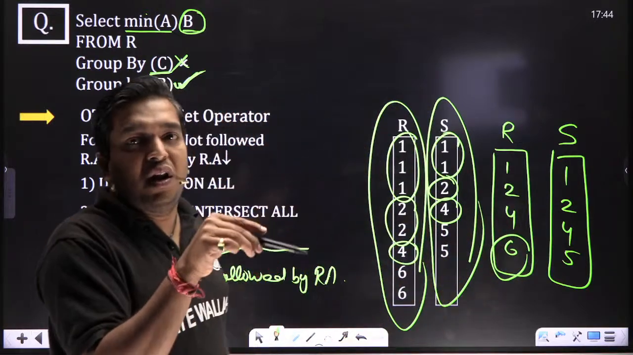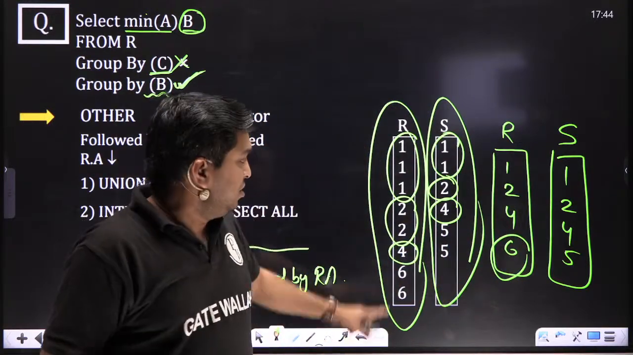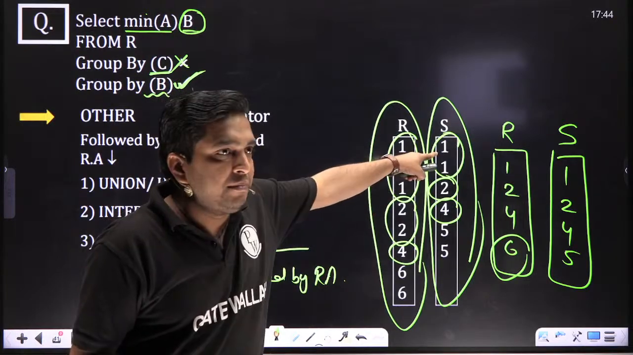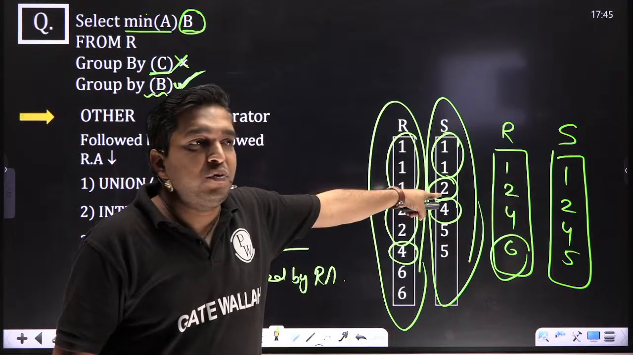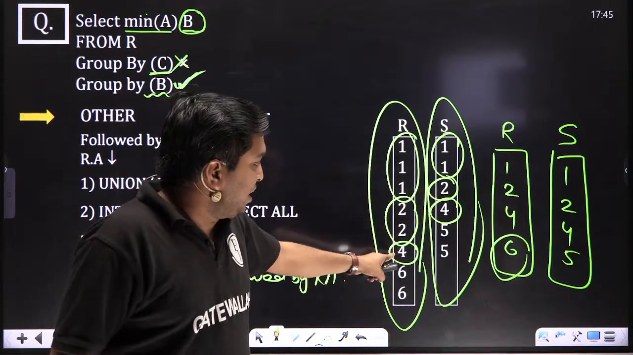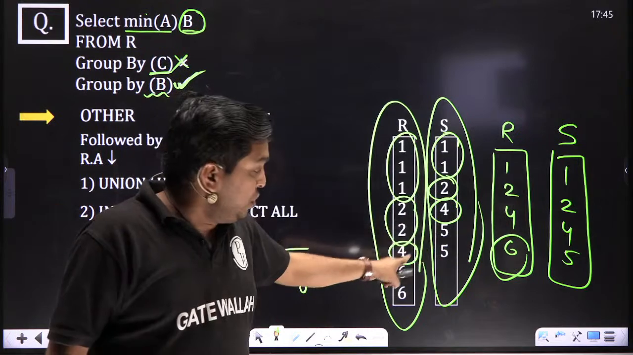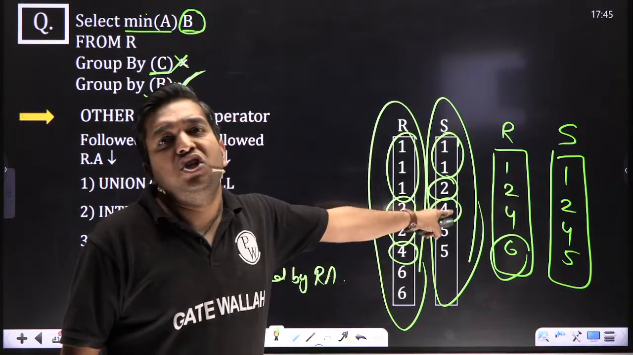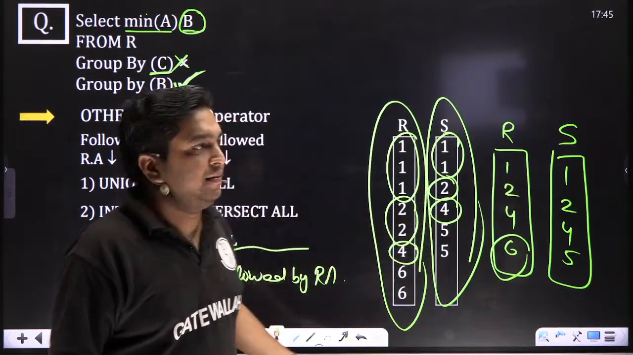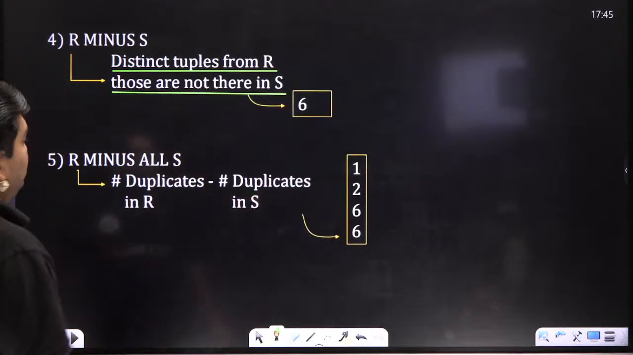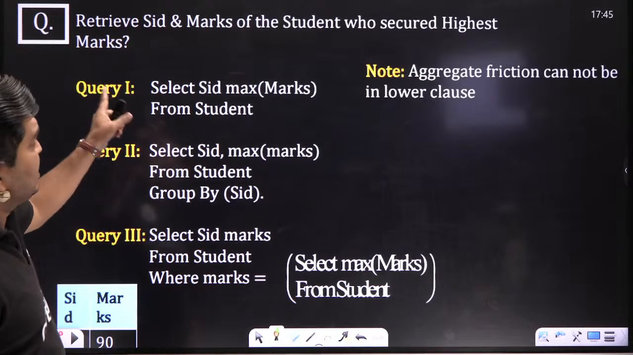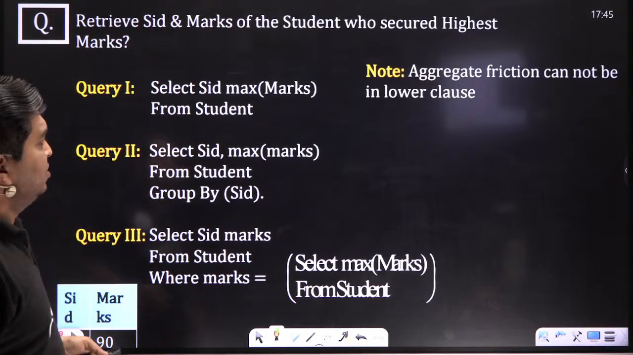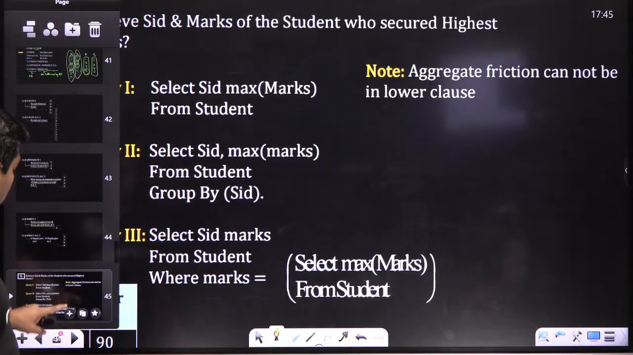And minus all will work like a desi method. 3 times 1, 2 times 1. Subtract it, you will get 1. 2 times 2, 1 time 2. You will get 1 time 2. 1 time 4, 1 time 4, cancel out. 2 times 6, 0 times 6. You will get 6. Now this I am giving to you: SID and marks who secure the highest. So this is all about today's class.